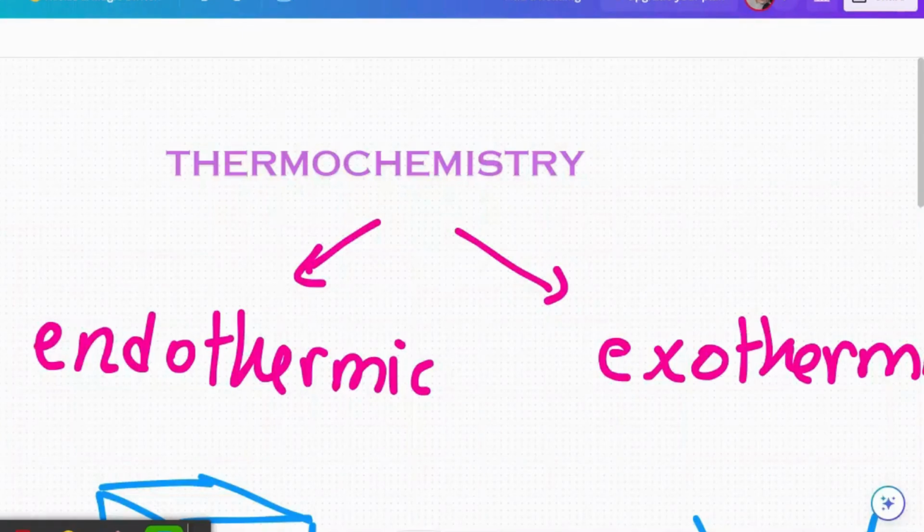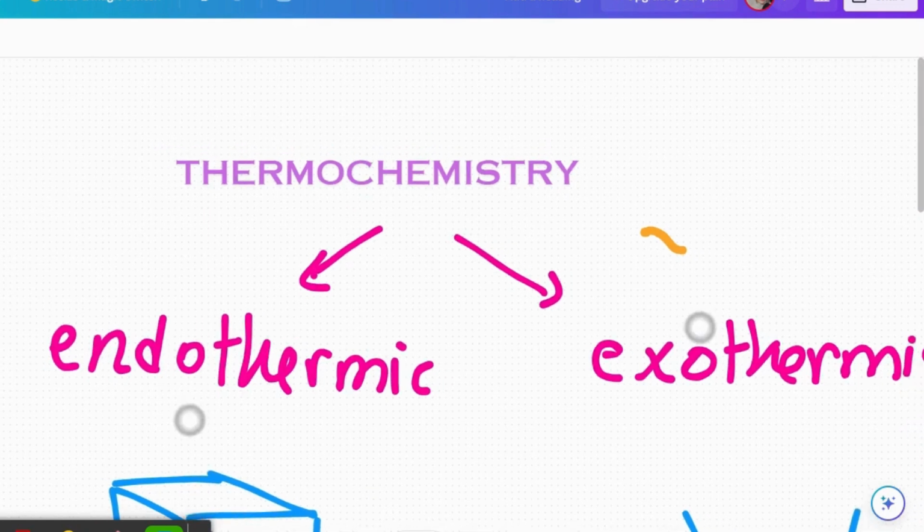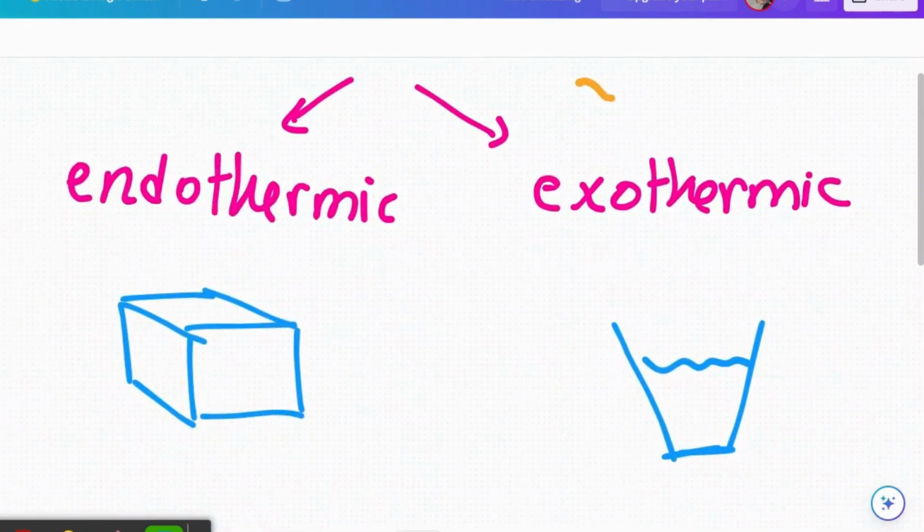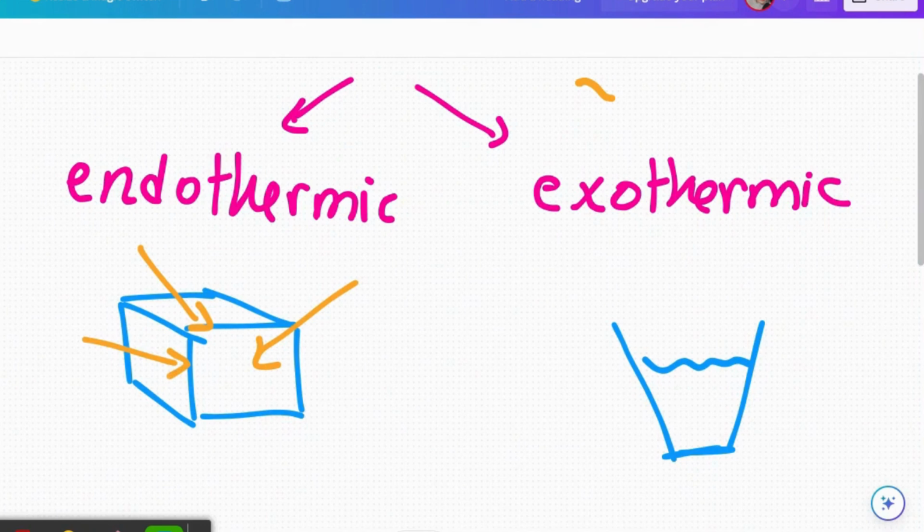Thermochemistry is a physical chemistry that studies the changes in heat in a chemical reaction. The reaction can be endothermic or exothermic. In an endothermic reaction, if you want, for example, to melt an ice cube, heat will be absorbed into the system, or the reaction, so the ice cube melts. The direction of the heat is into the system, so we call it an endothermic reaction.